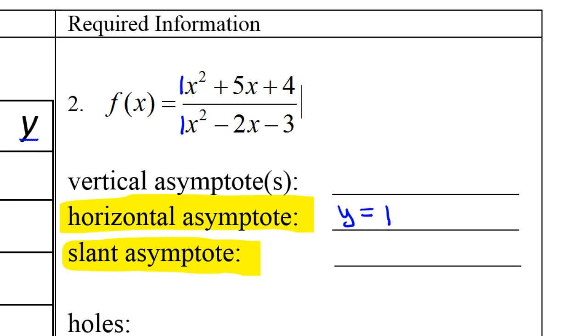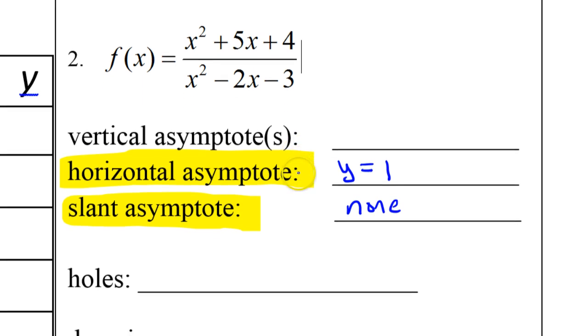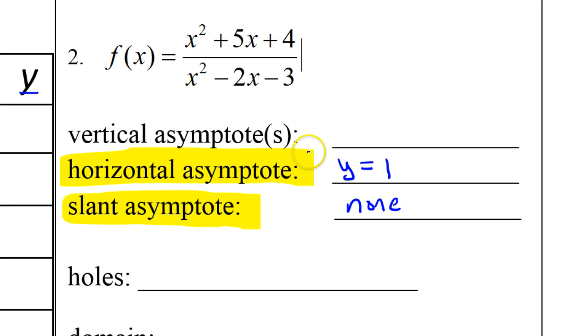So this is what it was, and so slant asymptote: none. There is no slant asymptote. Now, if we want to talk about vertical asymptotes, they come by setting the denominator equal to 0 and solving. But we have to make sure that what we think is a vertical asymptote is not going to get canceled out by something in the numerator. That's where holes come from, when things cancel out. So in other words, we're going to have to factor.